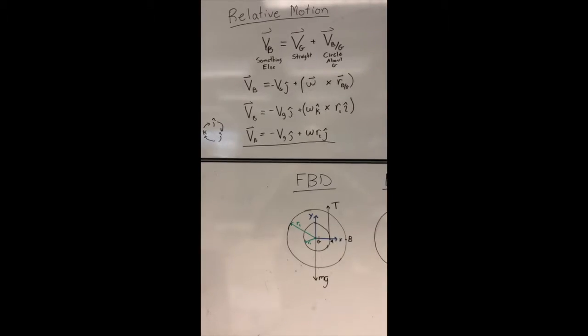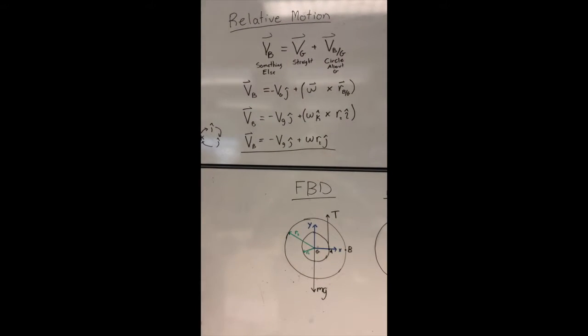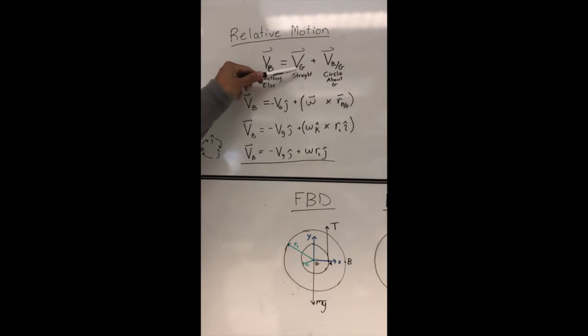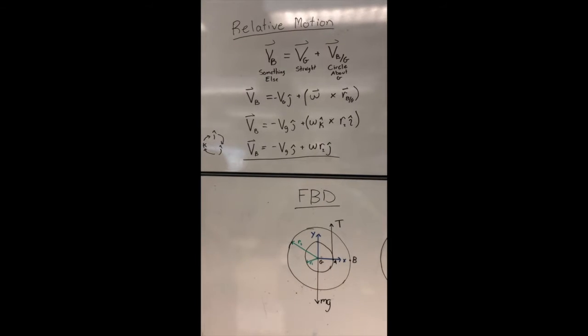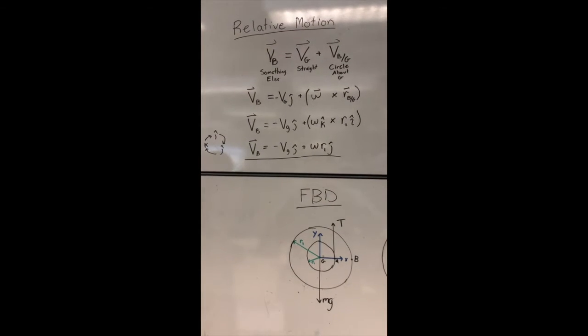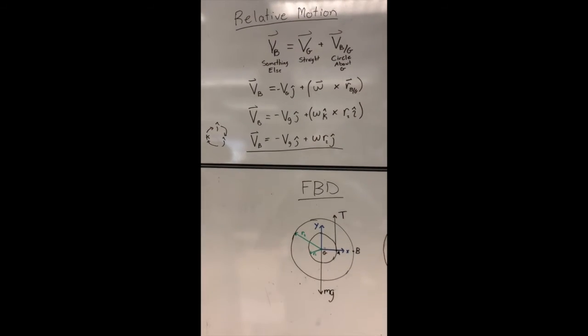If you're curious to find the motion of point B on the yo-yo, you could use a relative motion equation using the velocity of B, the velocity of G, the center of gravity, and then the velocity of B relative to G. You then know that the center of the yo-yo is moving in a straight line, and B is moving in a circle about G. And you break that down to get a final equation.